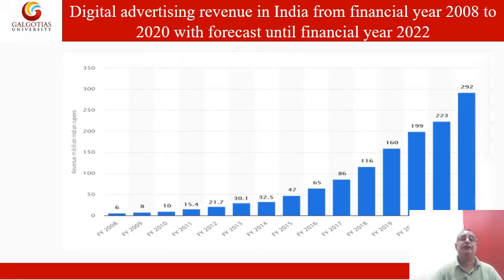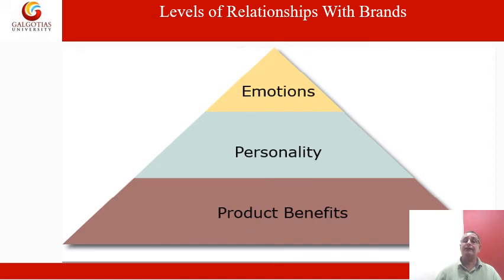Digital advertising revenue in India from financial year 2008 to 2020, with forecast until financial year 2022. You can see that digital advertising revenues have increased a lot from 2008 to 2022. Levels of relationship with the brands. There are three levels of relationship with the brands: emotional, personality, and product, which vary from individual to individual.